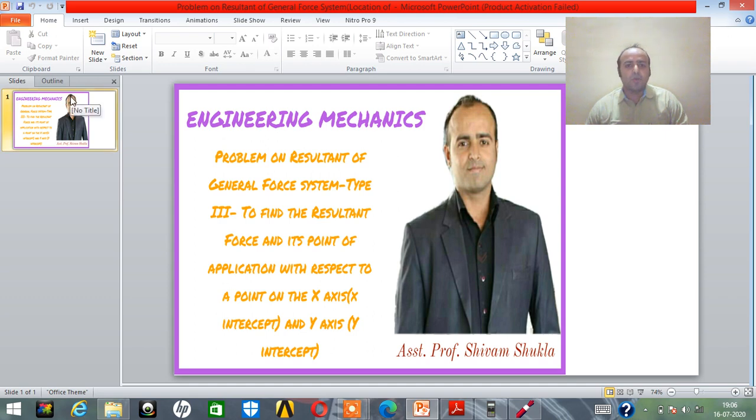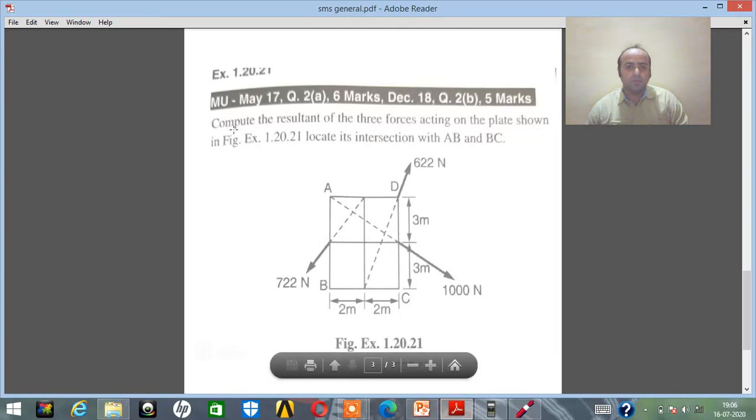And here I am to solve a problem on engineering mechanics. It's a problem on resultant of general force system, type 3 problem, to find the resultant force and its point of application with respect to a point on the x-axis, that is x-intercept, and y-axis, that is y-intercept. Let us see how the question statement goes.